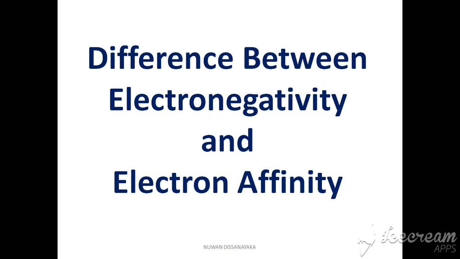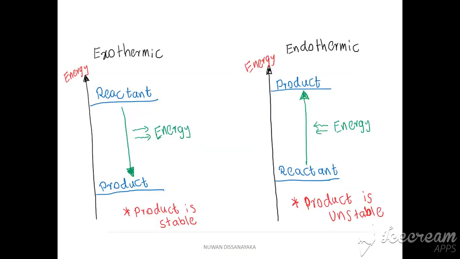So today we are going to discuss the difference between electronegativity and electron affinity. Both words look similar, but let's see what the difference between these two words is. First of all, you should know that when a reaction takes place, it can either release energy or absorb energy. If energy is released during a reaction, we call it an exothermic reaction.